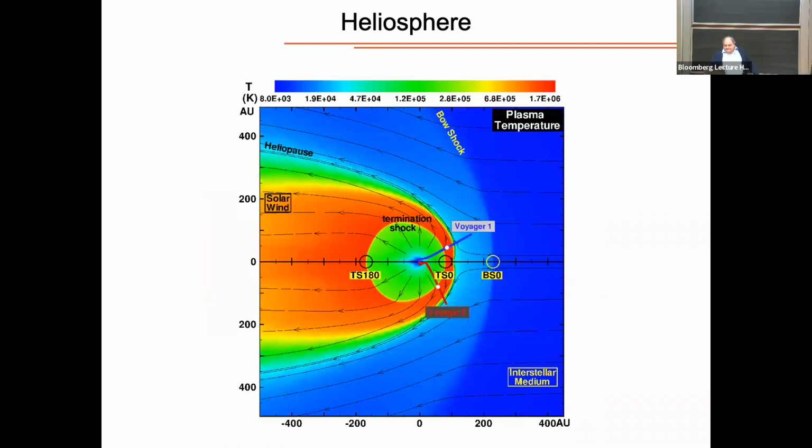Right. On the bigger scale, here's what we have. That's the bubble called heliosphere. The sun is over here. The wind is supersonic. It propagates roughly at the speed of 700 kilometers per second because mostly it's the fast wind.